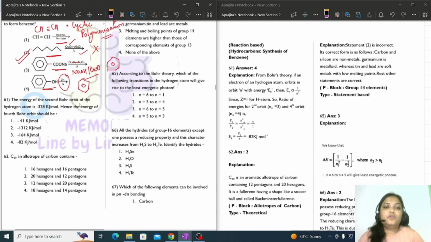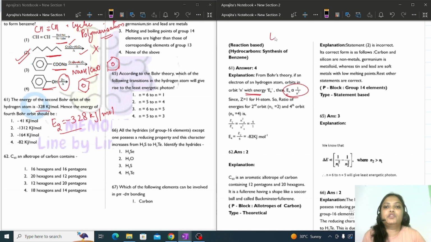Energy of the second Bohr orbit of the hydrogen atom is minus 328 kilojoule per mole. So E2 is given, and we need to find the energy of the fourth orbit. We know that the energy is inversely proportional to n square, the orbit number. For the hydrogen atom, the atomic number is 1. So we can take the ratio of E2 and E4, which will be n4 square upon n2 square.